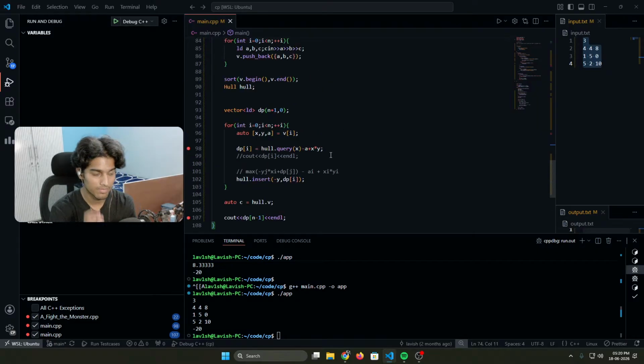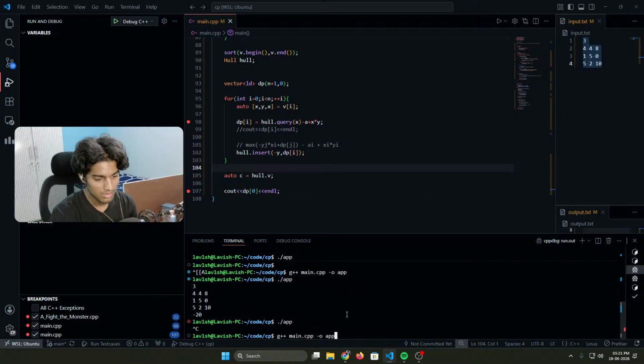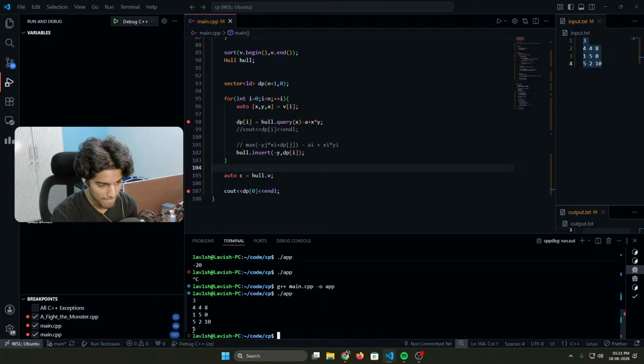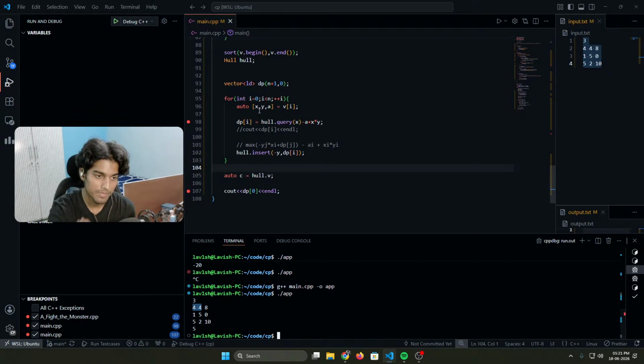Holy shit. What is going to be the query for DP of 0? What is DP of 0? Let me see. Compile and run. First query is 5. Should be like 16 minus 8, right? So this is absolutely wrong. So this query should come out to be 0, right? This should give me 0.